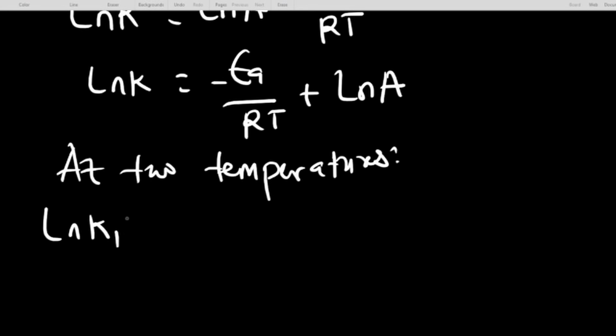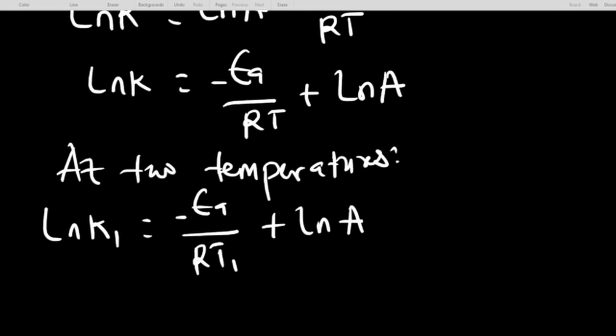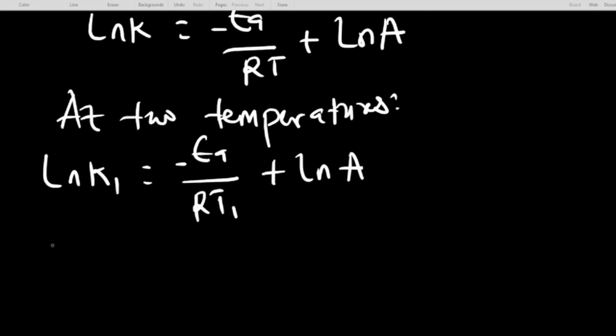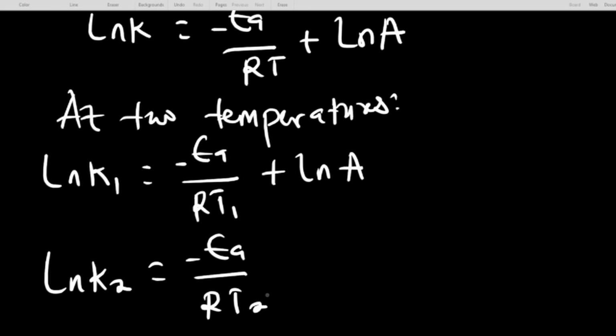So we say ln K1, that is for the first temperature, equals, the activation energy remains the same for the same reaction. So we have minus EA over RT1. This T1 represents the first temperature, then plus ln A. So we don't say ln A1 because A is basically a constant, okay? Now, for the second temperature, we say ln K2 equals negative EA over RT2 plus ln A.